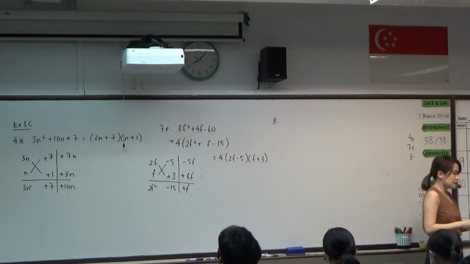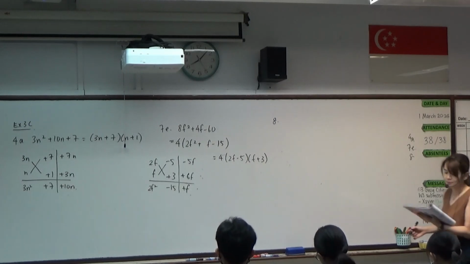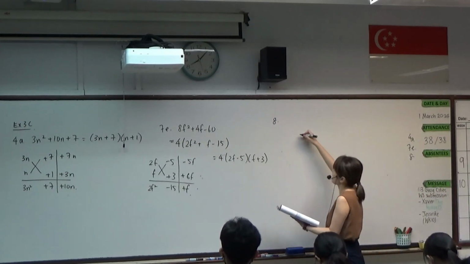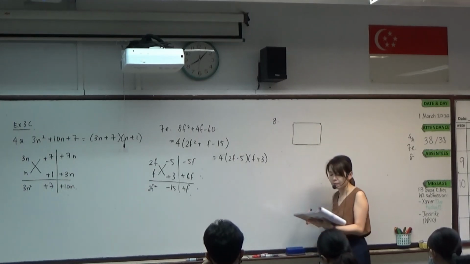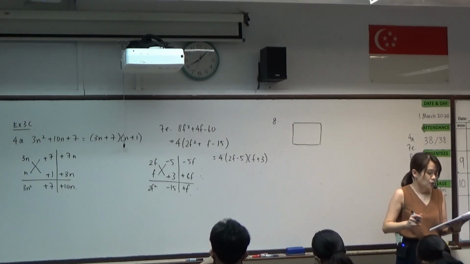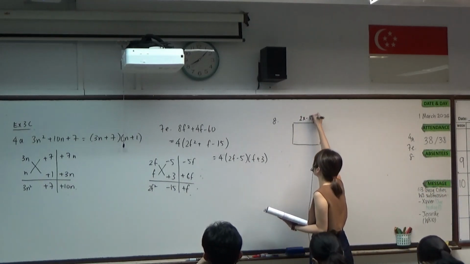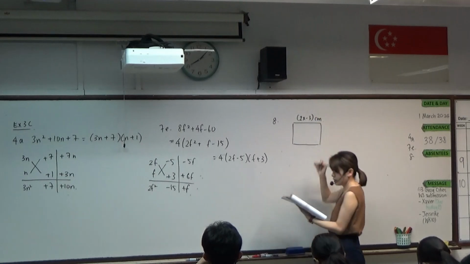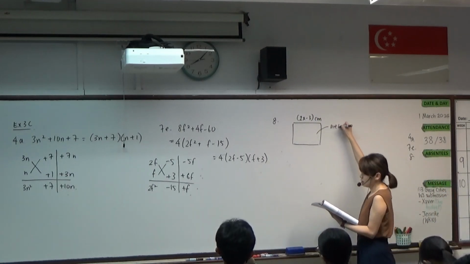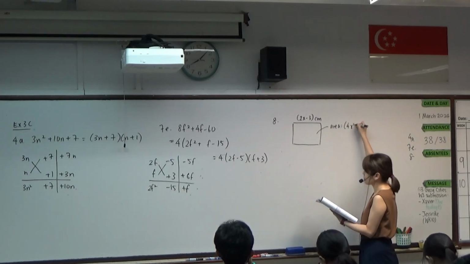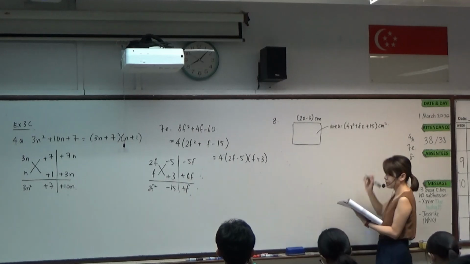Right? Next we look at question 8. I'm looking at textbook page 73, by the way. It says that there is a rectangle. Okay. So I'm drawing out a diagram to understand the question. With a length of 2x minus 3. So the length is 2x minus 3 centimeters. Okay. The area is actually 4x squared plus 8x plus 15 centimeters squared.